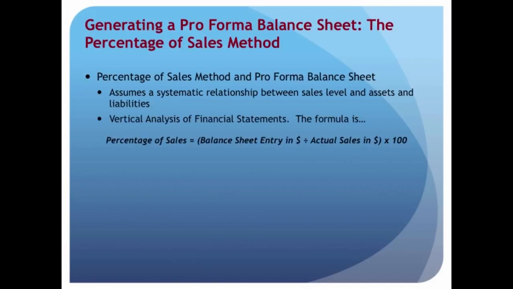This approach takes the form of a vertical analysis of financial statements described in Learning Module 3. Based on actual financial data of the business, each balance sheet account is computed as to its percentage of sales for a given period, using the following formula. Percentage of sales equals the balance sheet entry in dollars divided by actual sales in dollars times 100. This formula is applied to the actual balance sheet of the previous year to obtain percent of sales figures for each balance sheet account in the forecasted year.